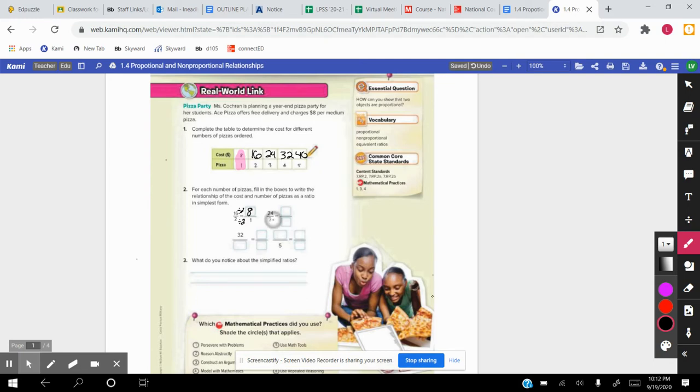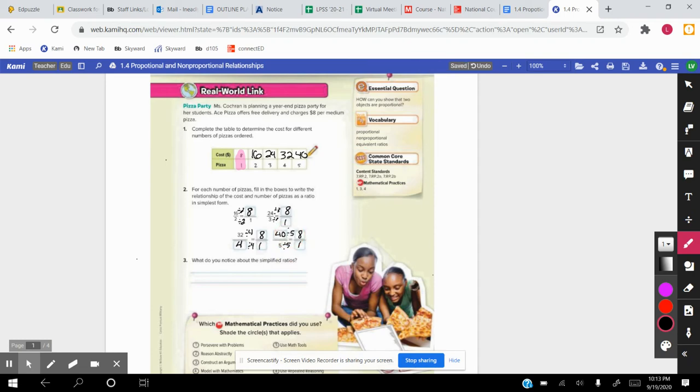24 over 3, you divide the numerator and denominator by 3. That leaves you with 8 over 1. 32 over 4 will be reduced down to 8 over 1, because you divide the numerator and denominator by 4. The last ratio is going to be 40 over 5, which reduces down to 8 over 1, because I divided the numerator and denominator by 5.